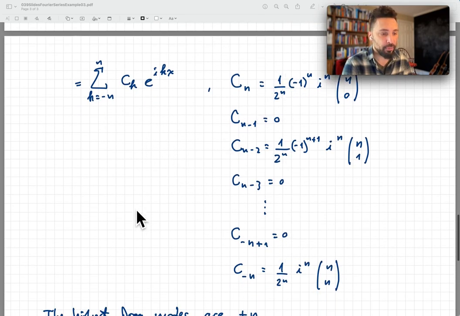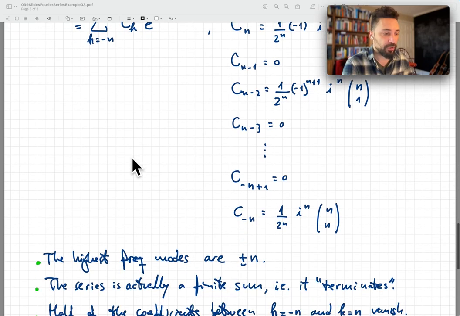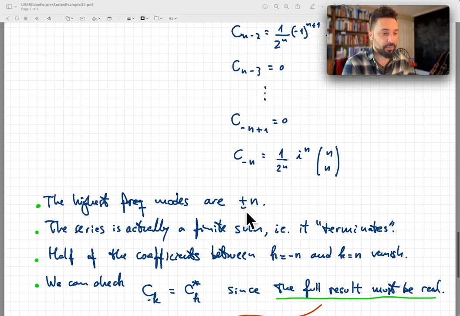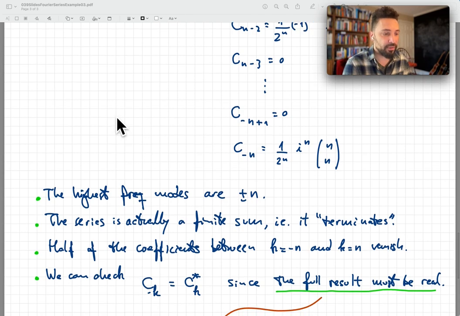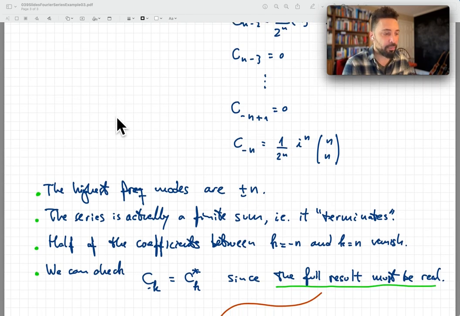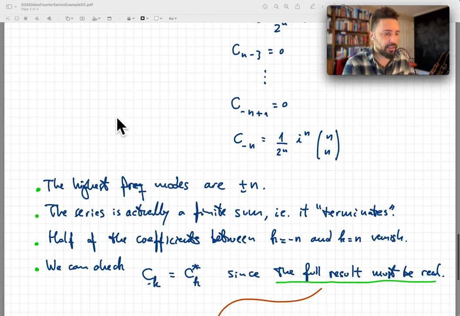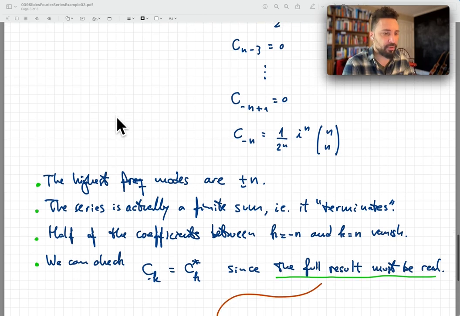You could complete the table more carefully if you want, but there's nothing more than that. The highest frequency modes are plus and minus n. Those are the highest frequencies present in the series for the nth power of the sine of x. You could expect the same thing for the nth power of the cosine of x, and I'll let you prove that. The proof follows exactly the same steps.